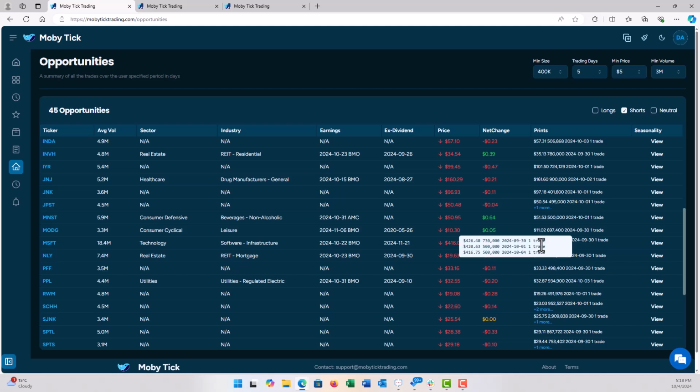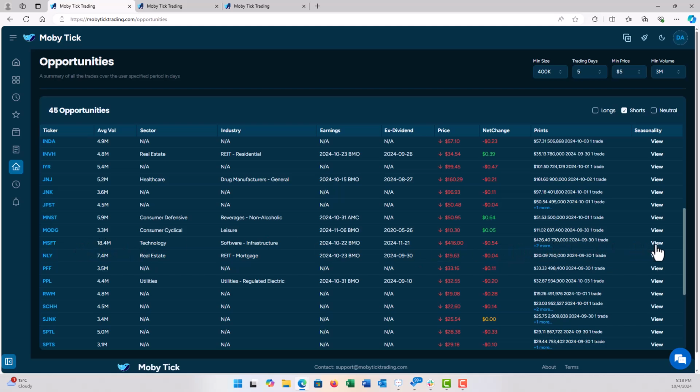Here are our trades. 426.40 was 730,000, and 416.75 was 500,000. And that was today. That might be a little sketchy because we don't want to enter on the day of a print. They're probably not finished with that. And I'll give you an example. Let's have a look and see.